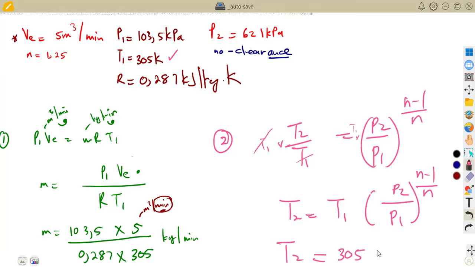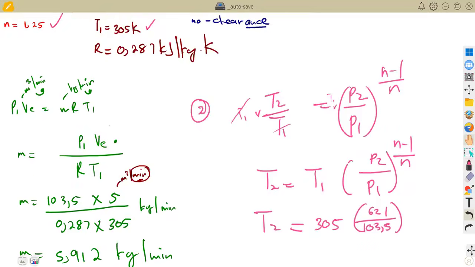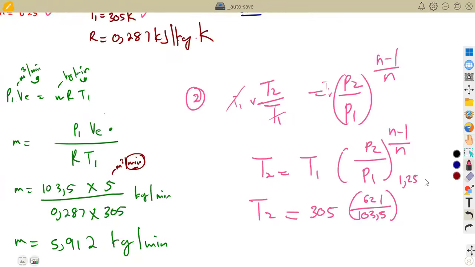You are back to your gas laws, all right? P2, 621, over P1, 103.5, to the exponent of n minus 1, 1.25 minus 1, that's 0.25. Or you can just write (1.25 minus 1) over 1.25. So this gives us our temperature at exit, which is going to give us something like 436.446 Kelvin. That's it.